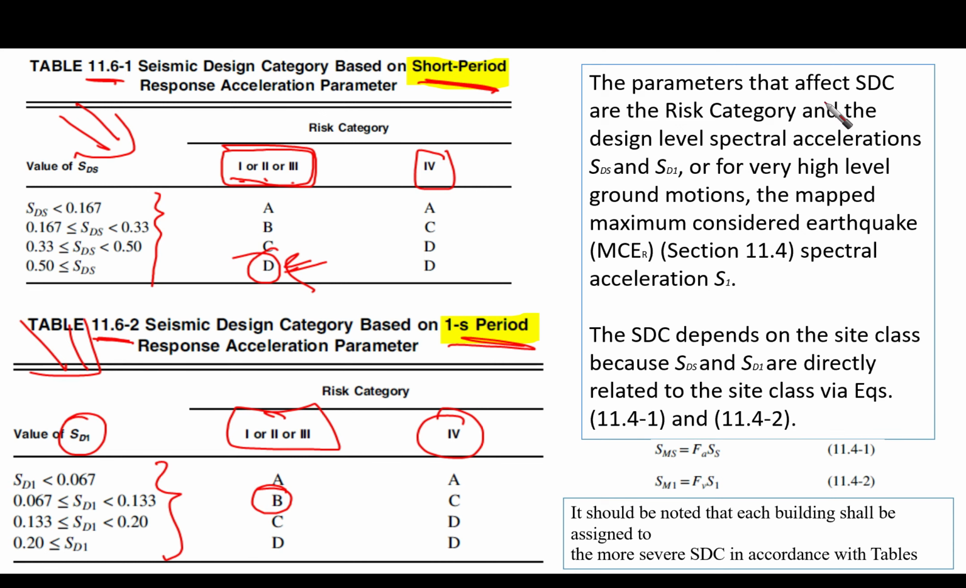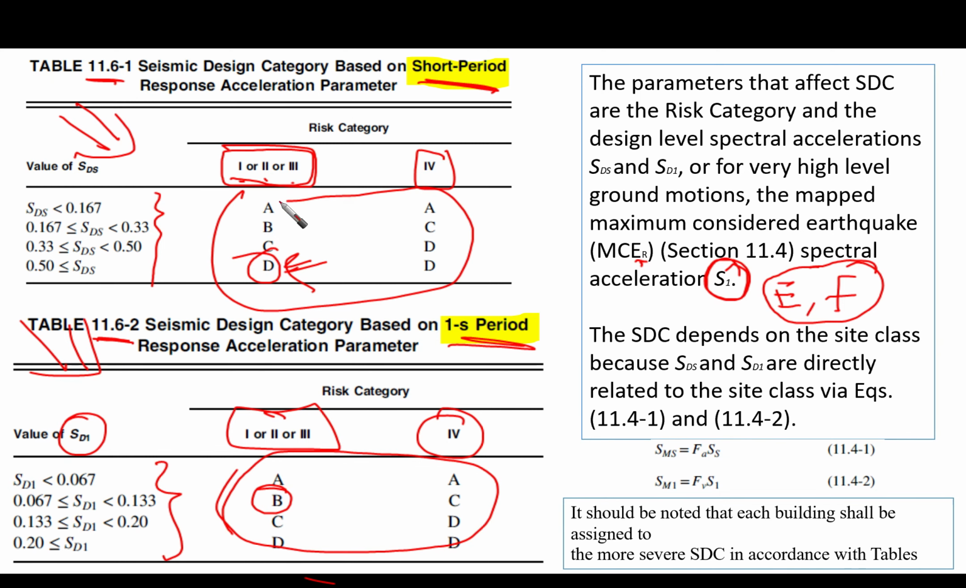The parameters that affect SDC are the risk category, as we said, and the design level spectral acceleration, SDS and SD1. Or for very high level ground motions, the mapped maximum considered earthquake risk targeted spectral acceleration S sub 1 should be used, as we said. For very high, it is for E and F. Even though E and F are not in the tables, so you're not going to find them, because they are not going to be designed using SDS and SD1. They should use S1.